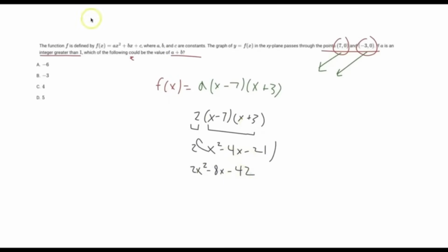Right, there we go. So it says, which of the following could be a value of a plus b? Well, which ones are a value, which is right here, and our b value, right here. So our a value is positive 2, and our b value is negative 8. And if we add those together, positive 2 plus negative 8 is just 2 minus 8. That's going to give us the answer choice of A.